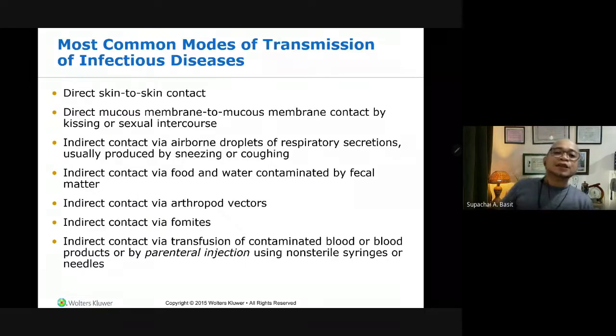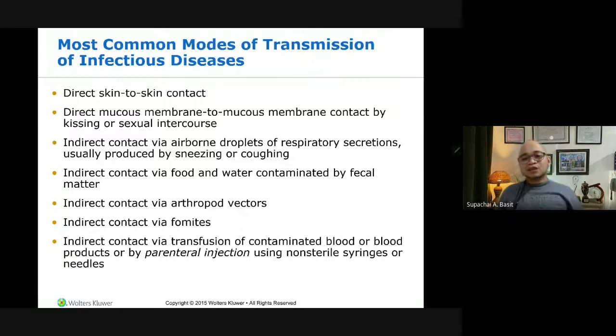Okay? So, the most common modes of transmission of infectious disease. One of them is through direct skin-to-skin contact. You can get, for example, a fungal infection through that. You can get warts through direct skin-to-skin contact. And then direct mucous membrane to mucous membrane contact by kissing. So you can get infectious mononucleosis through kissing.